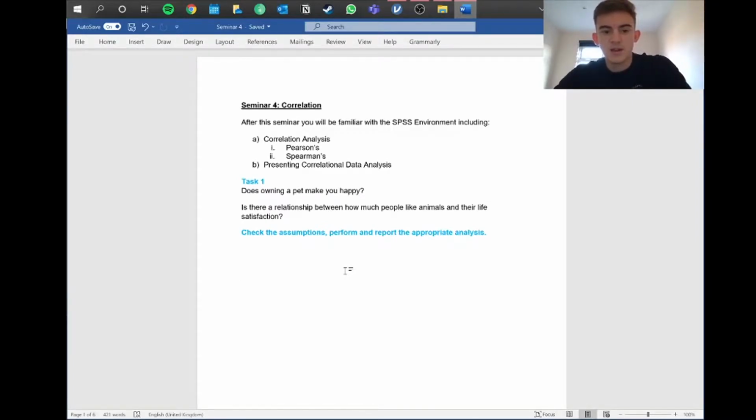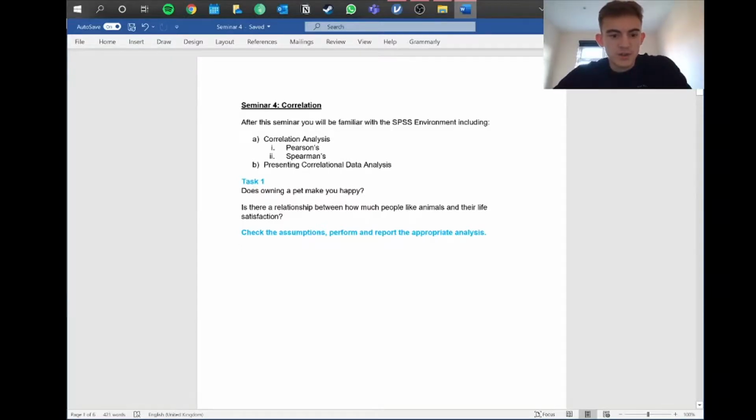There's basically, like in the other tests, a parametric and non-parametric version. So, we have either Pearson's, which is the parametric version, and Spearman's, which is the non-parametric. And we have to check for these assumptions that we usually do to see which test we should continue with.